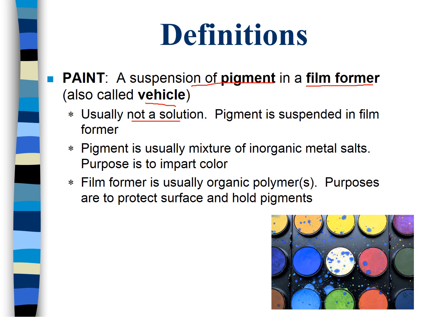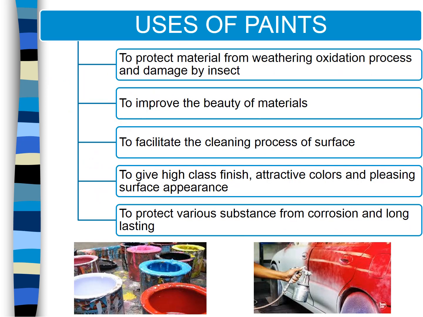So usually not a solution. This pigment is suspended in the film former. So dia pigment ni dia suspend kepada kita punya body of vehicle. And then this pigment is usually a mixture of inorganic metal salts, and the purpose basically is to impart colour lah. So this film former is usually organic polymers, but the purpose is to protect the surface and hold pigments.